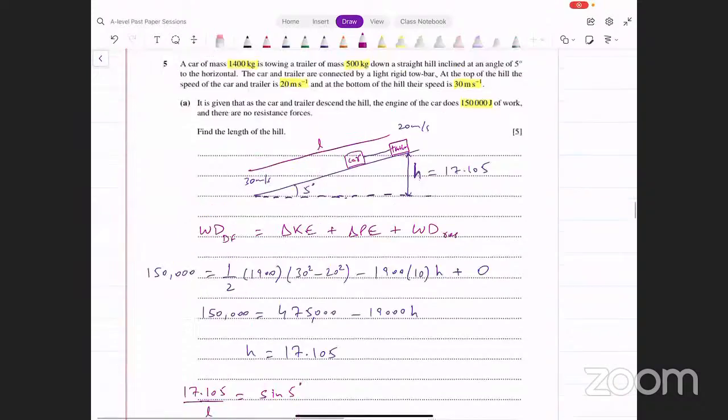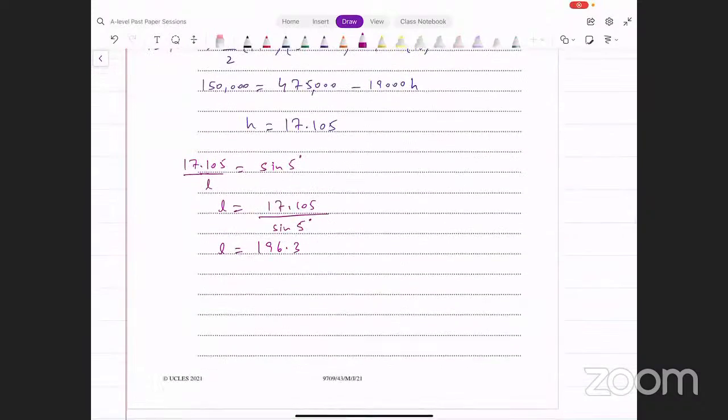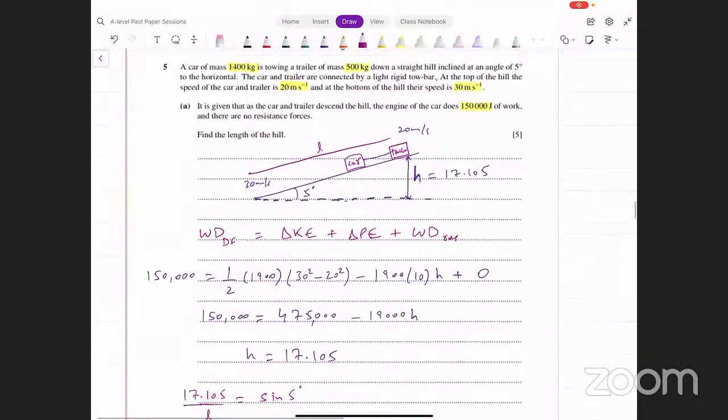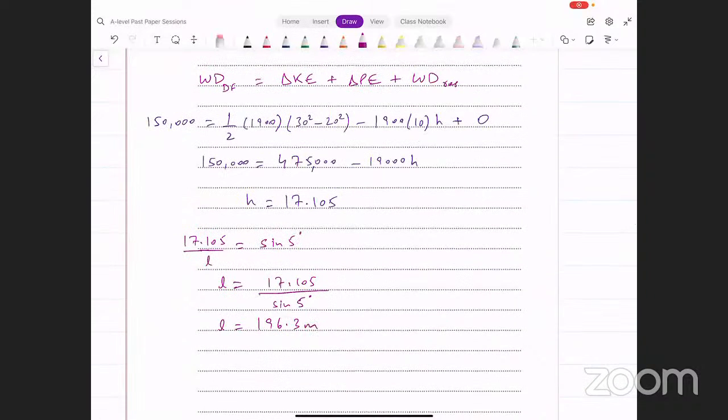196.3. That's the length of the hill. Unit आप लिखना चाहें लिख दें. It's better. It's going to be meters. That's going to be the length. 196.3 meters. ठीक है, ये length आ गई. Let's move on to the next one.